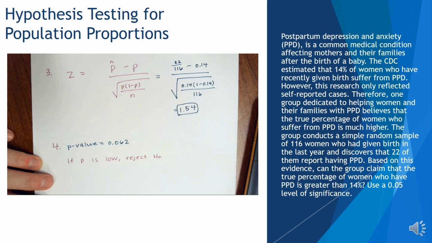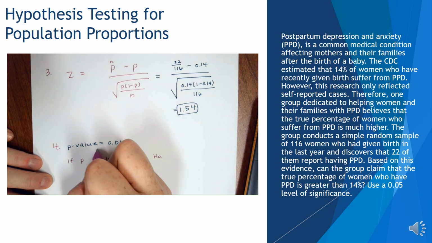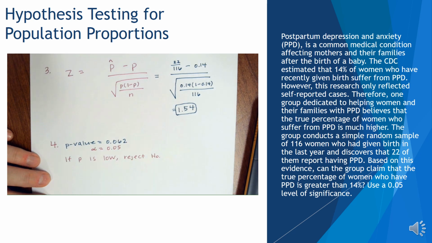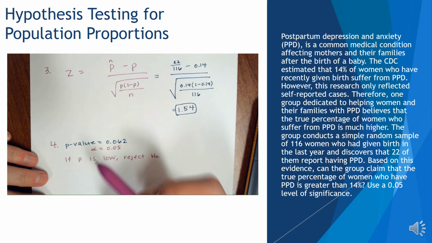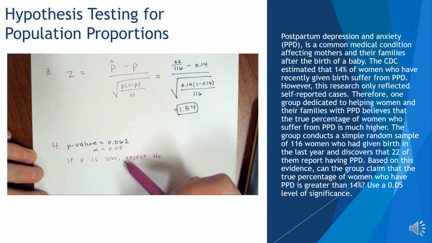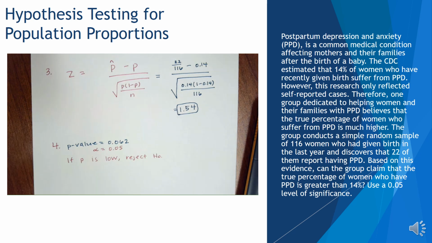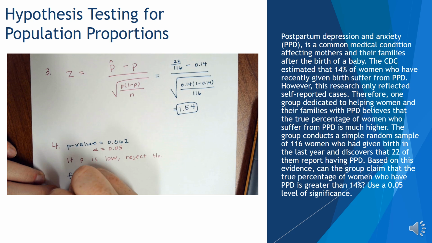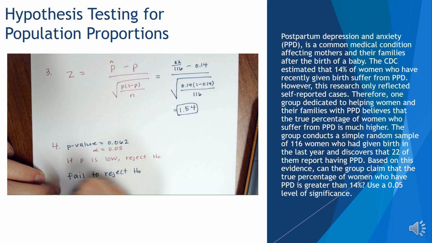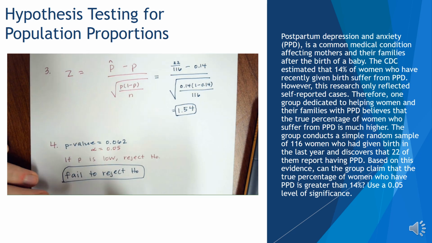So again, you are comparing your p-value to your level of significance, alpha, which they told us was 0.05. Look at your p-value. Is your p-value less than your alpha level? No, it is not. The p-value here is greater than your alpha level. So since it's not lower, we are not going to reject the null hypothesis. That means we are going to fail to reject H0. So that is our conclusion.